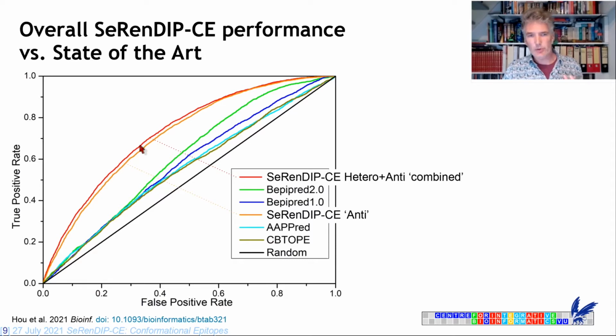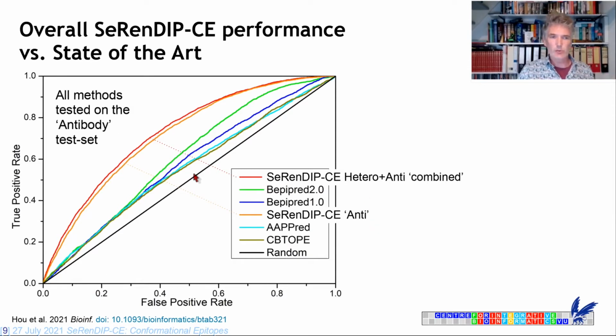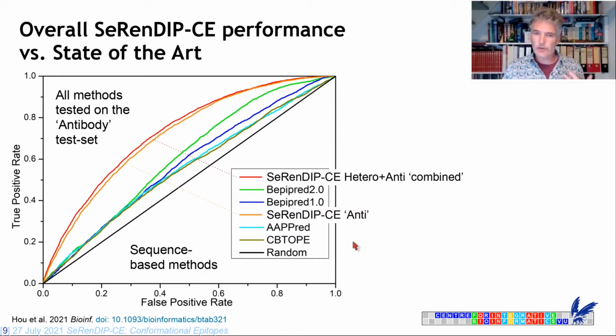This is the ROC plot from which I showed the areas under the curve before. And you can clearly see that both SERENDIP methods, so the antibody trained and the heteromeric plus antibody trained one, are clearly much higher in the ROC plot than any of the other methods. These are all tested on the same antibody test set that we've used before in the table.